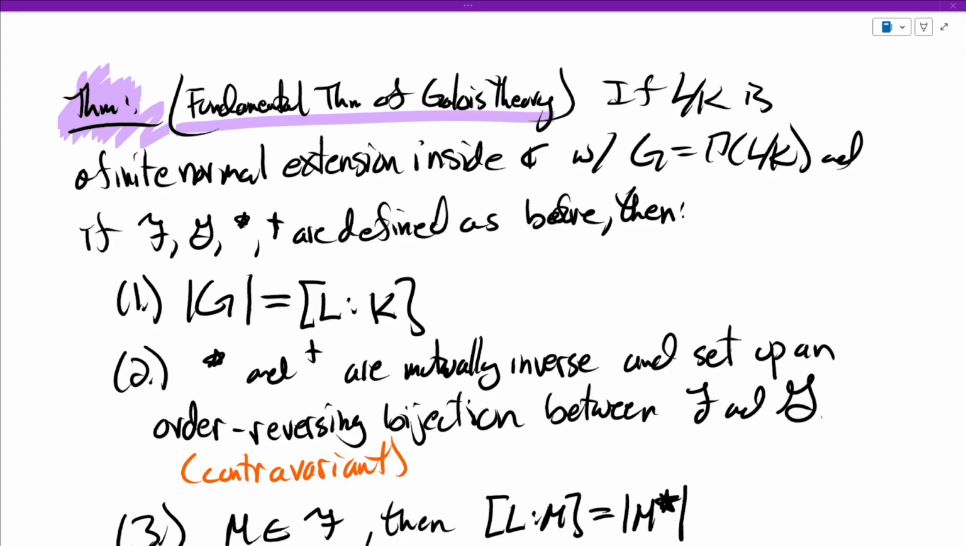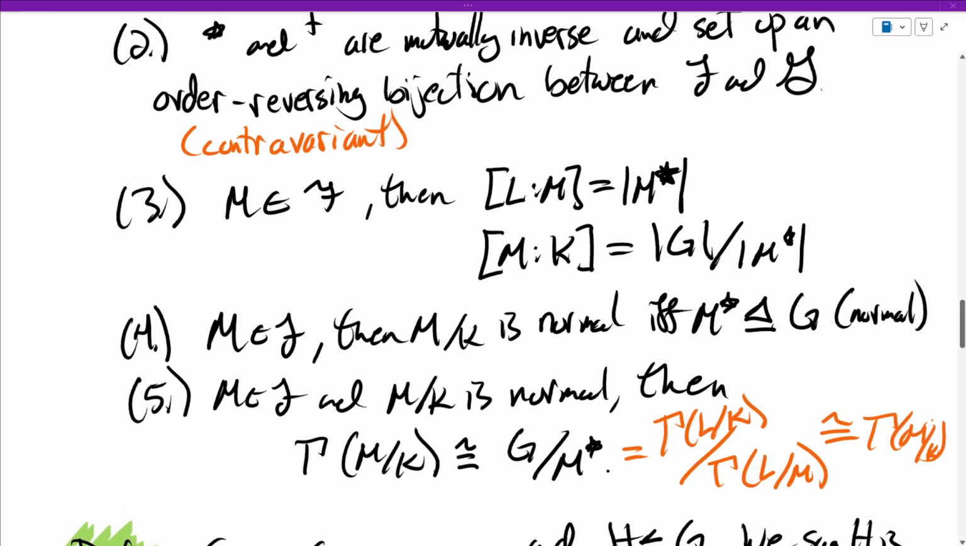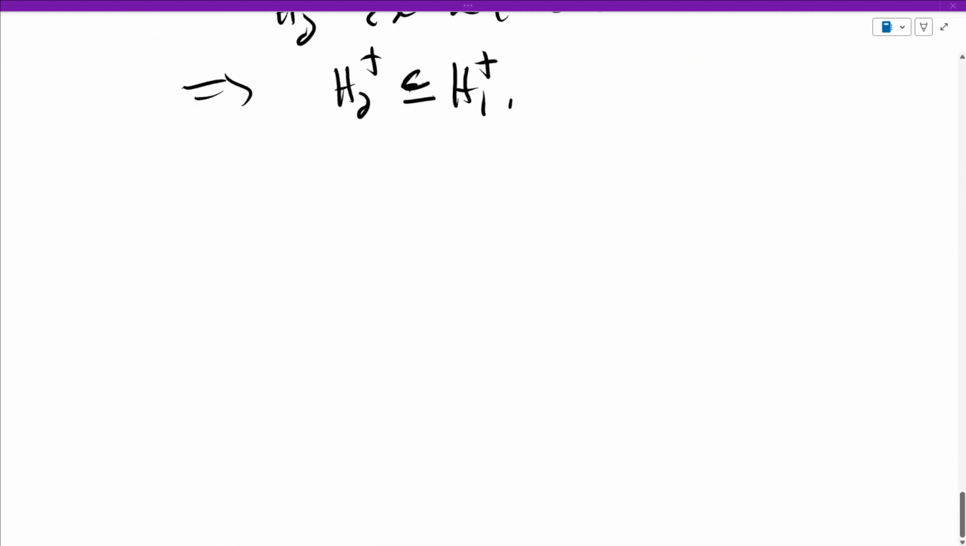All right, so for the rest of the proof, again, we have this. We just proved 2. Now we're going to prove 3, 4, and 5. So let's start with 3. If we have an intermediate extension, then the degree of L over M is the order of the corresponding Galois group of L over M. And then we have the degree of M over K is the index of the Galois group of L over M in G. Okay, so let's prove that. This will not be hard.